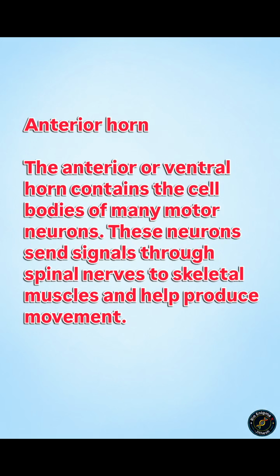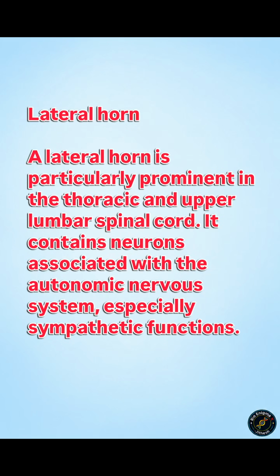Anterior horn. The anterior or ventral horn contains the cell bodies of many motor neurons. These neurons send signals through spinal nerves to skeletal muscles and help produce movement. Lateral horn. A lateral horn is particularly prominent in the thoracic and upper lumbar spinal cord. It contains neurons associated with the autonomic nervous system, especially sympathetic functions.